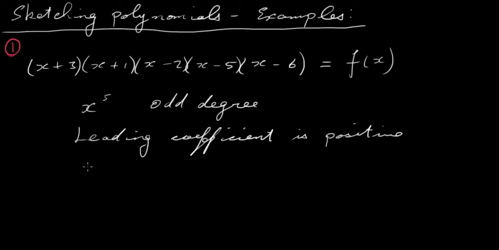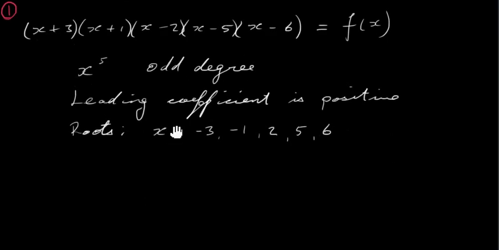And finally, I'm just going to write down the roots. The roots of this particular function here are going to be x is equal to minus 3, minus 1, 2, 5, and 6. So x plus 3 is equal to 0 means x is equal to minus 3, x plus 1 is equal to 0 means x is equal to minus 1, and so on. So these are our roots. So we have an odd degree, leading coefficient positive, and we have our 1, 2, 3, 4, 5 roots. So let's have a look at sketching that graph.